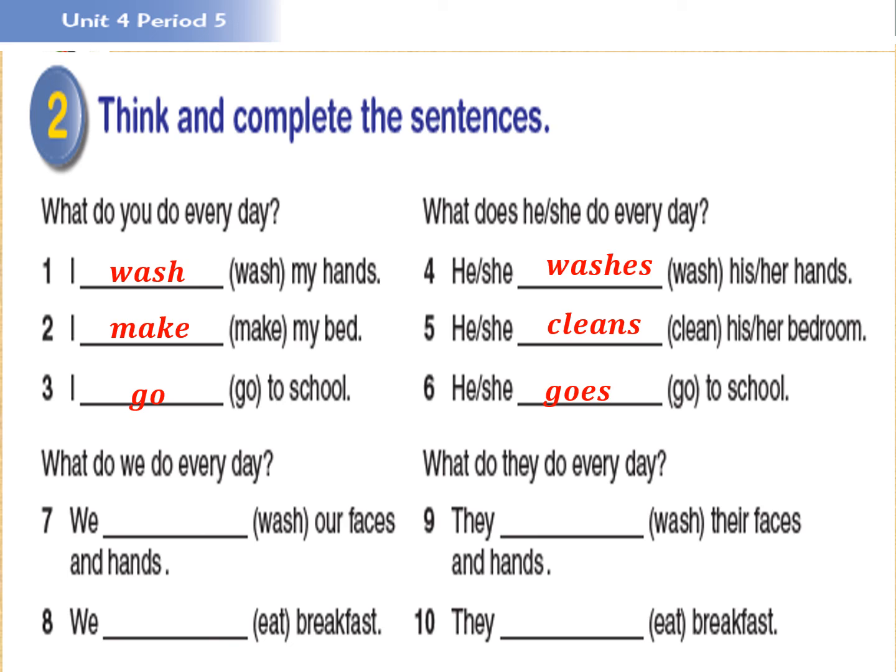What do we do every day? We wash our faces and hands. Number 8, we eat breakfast. What do they do every day? They wash their faces and hands. Number 10, they eat breakfast. Okay? Now make sure that you wrote the correct words.